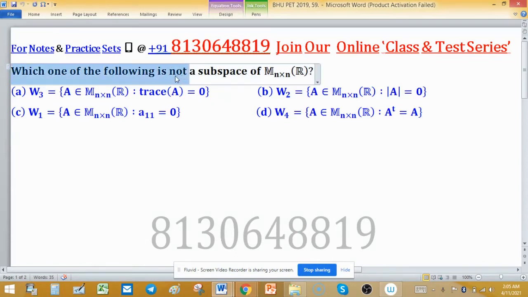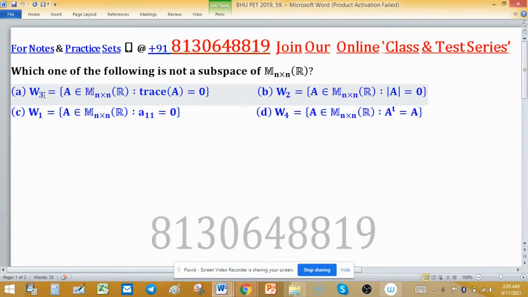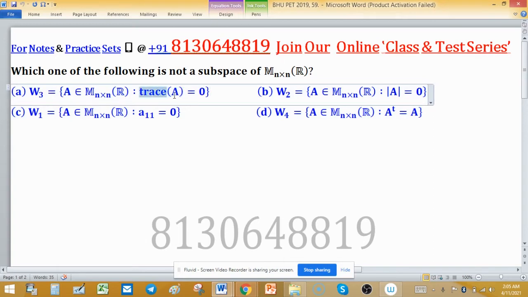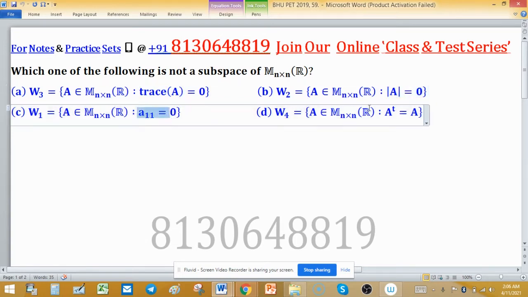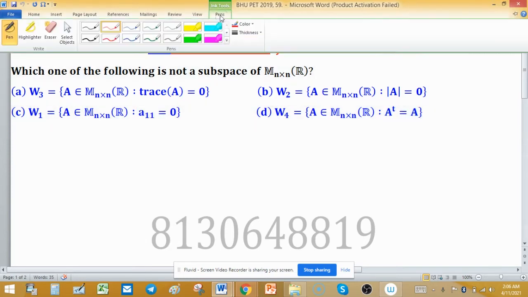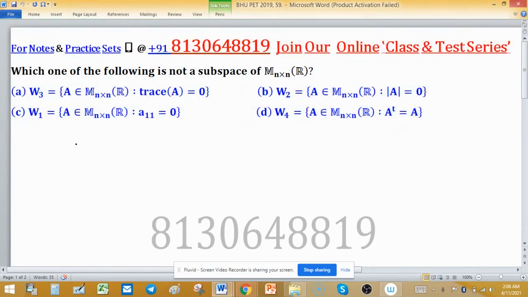Which one of the following is not a subspace of square matrices over R? For the options, this problem is given as: W3 is the set where trace of A is 0, and if A belongs to W2, then determinant of A is 0. In W1, the first element is 0, and in W4, the transpose of the matrix is the same as the given matrix. So we test these options one by one and reach the final answer.